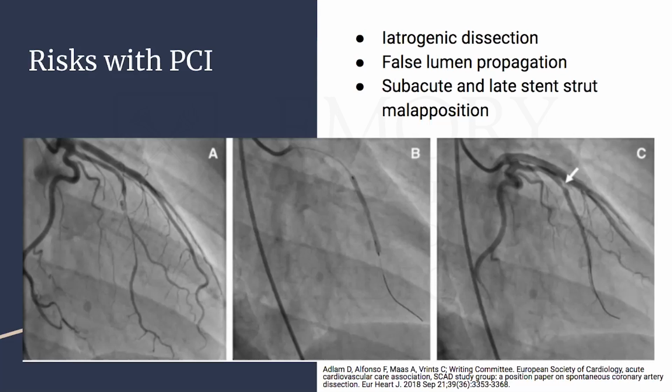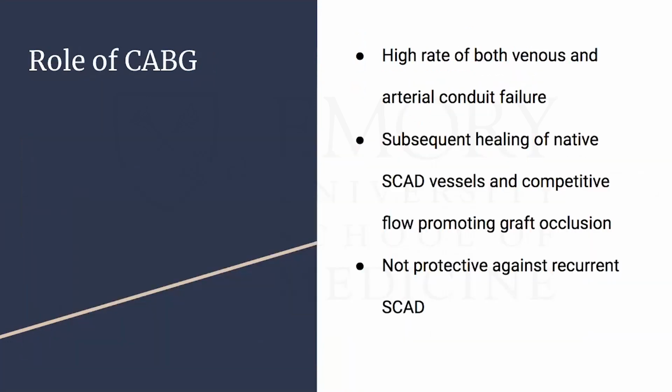And as the dissection lengths in these patients are often extensive, they may require long stents, which can be associated with increased risk of in-stent restenosis or stent thrombosis. And ultimately, as the intramural hemorrhage resorbs over time, as we mentioned, we expect to see healing of these lesions. But the resorption of the intramural hemorrhage may actually result in subacute and late stent strut malapposition, which could also predispose to the risk of future stent thrombosis.